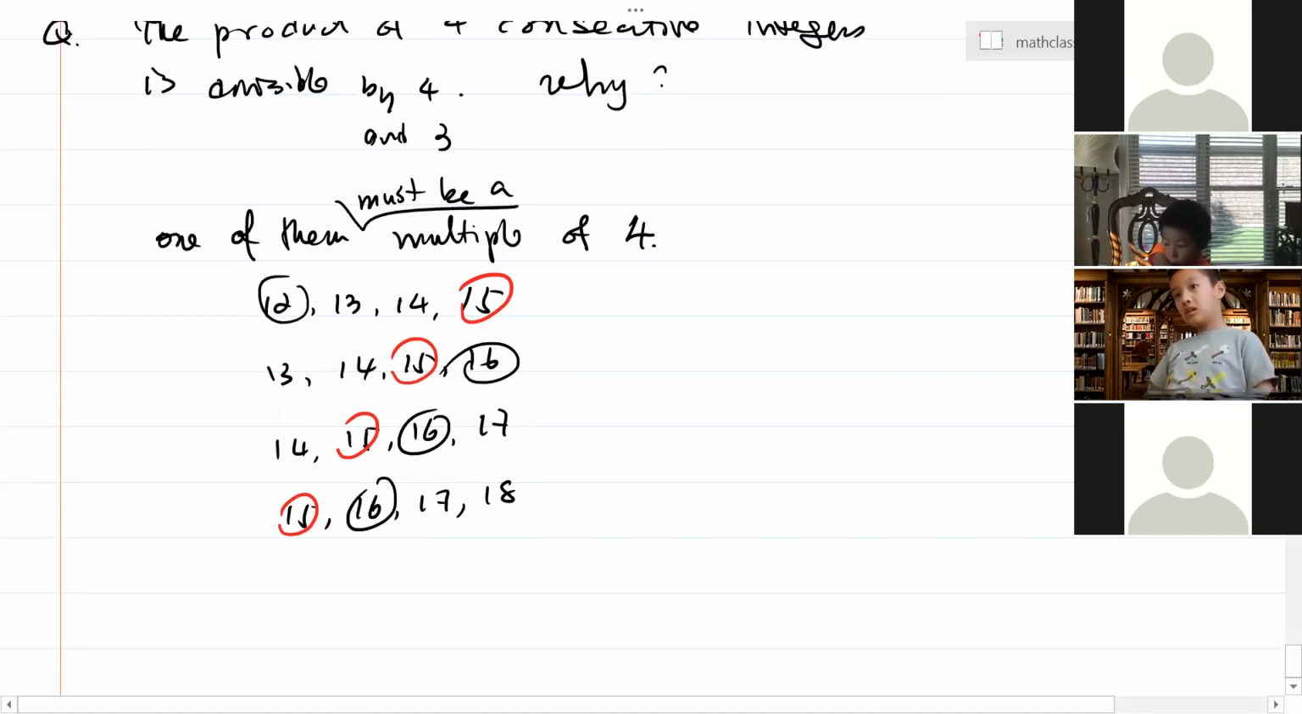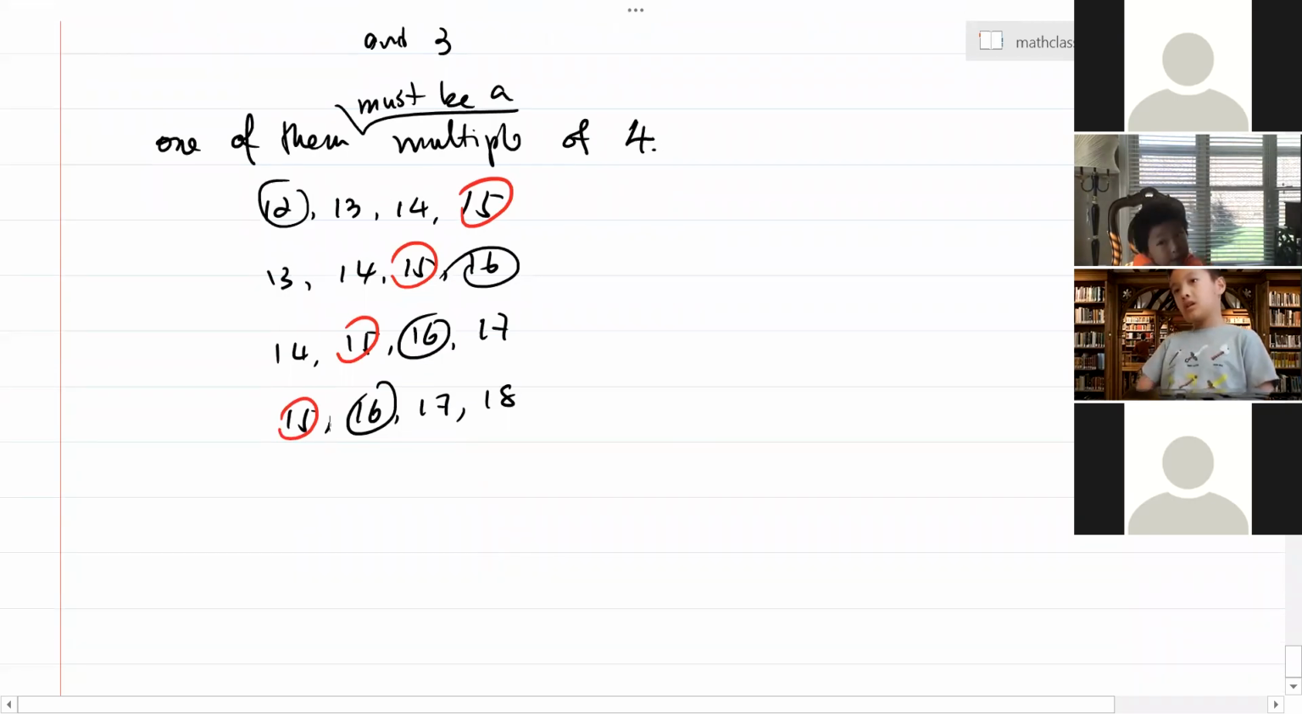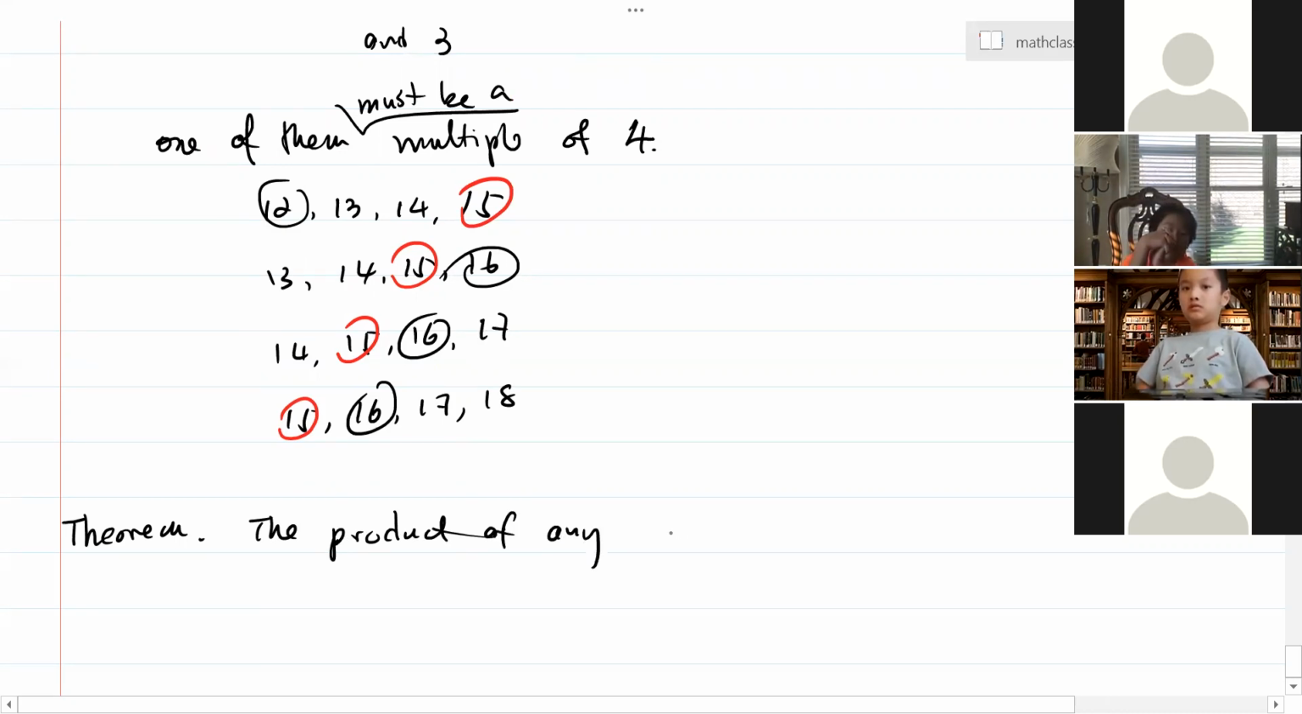Okay, so you conclude in general, I will have to say that, in general, here's a statement. Let's prove a theorem; we never see that in the book. The theorem says that the product of any k consecutive integers is divisible by k.